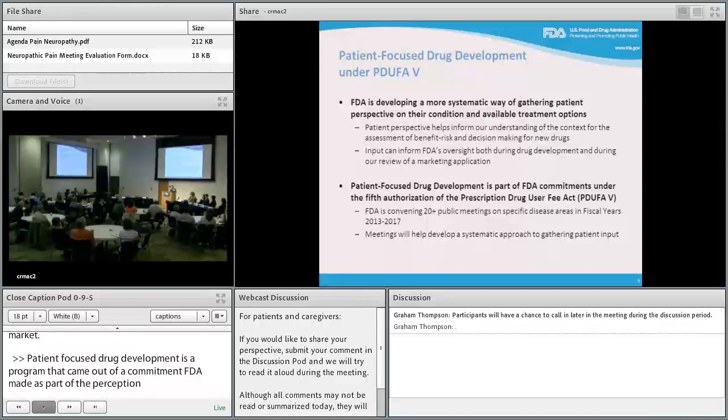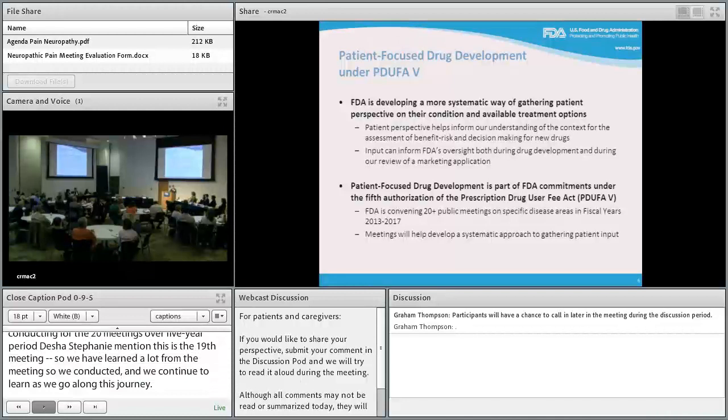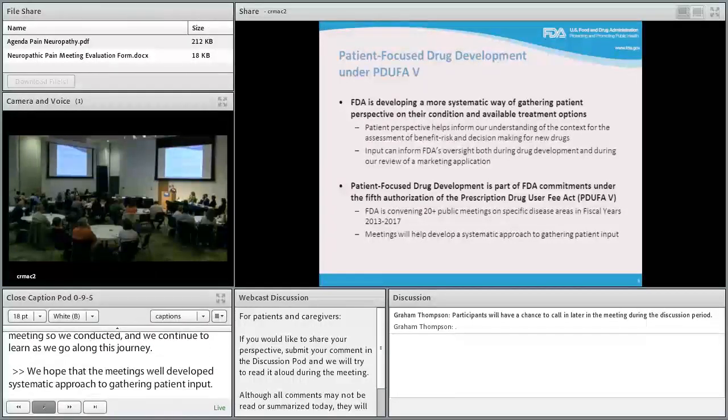As part of that commitment, we are convening more than 20 public meetings on specific disease areas over a 5-year period. As Saujanya mentioned, this is the 19th meeting, so we have learned a lot from the meetings that we've conducted, and we continue to learn as we go along this journey. We hope that the meetings will help develop a systematic approach to gathering patient input. What we're learning from you can help translate to how we engage with patients and caretakers and advocates and other stakeholders in the future.